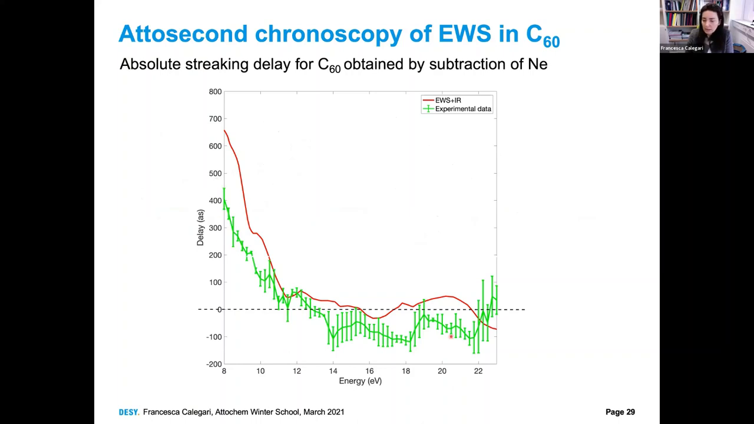The green line is the experimental results, which is indeed changing sign across the plasmonic resonance. The red line is the calculation, including the Wigner delay induced by the resonance and the IR-induced dipole. And although there is a slight overestimation of the delays, the general trend is quite similar and reproduced by the theory.